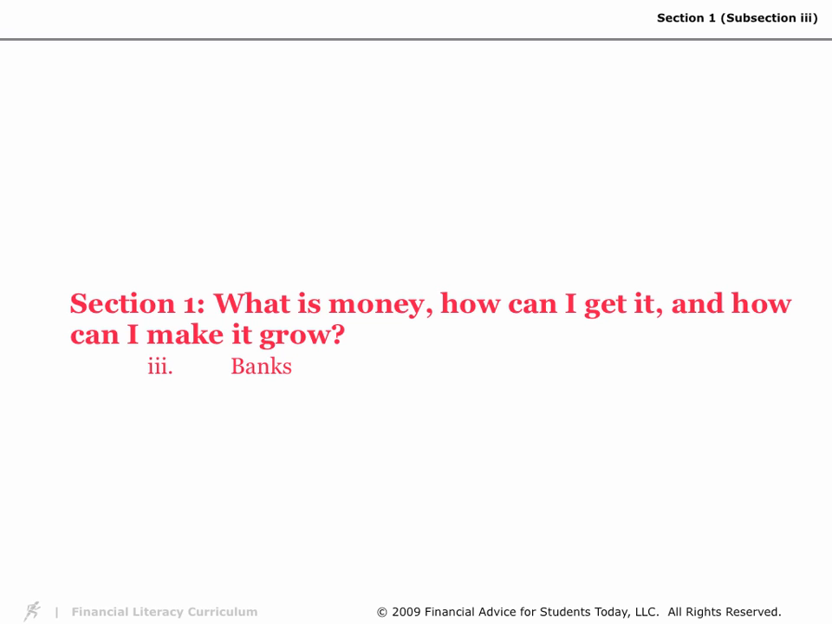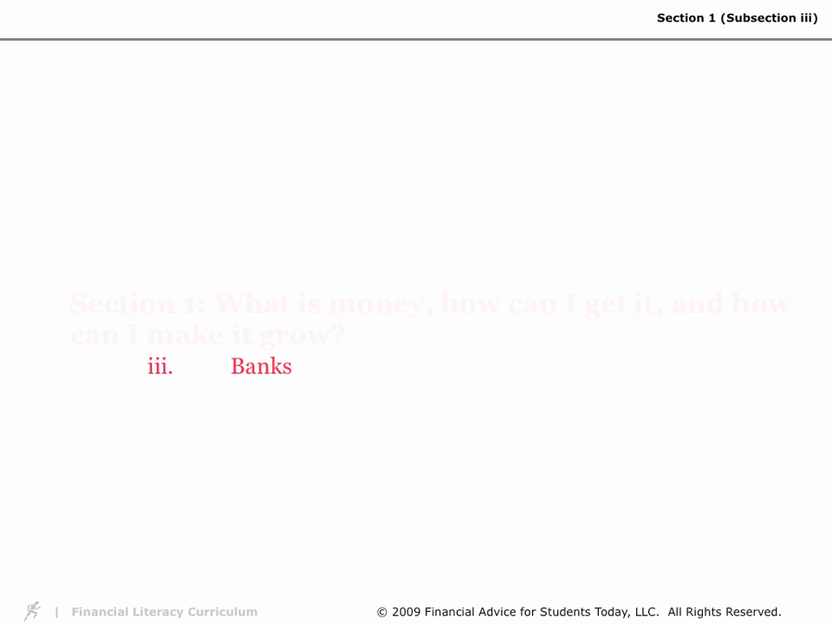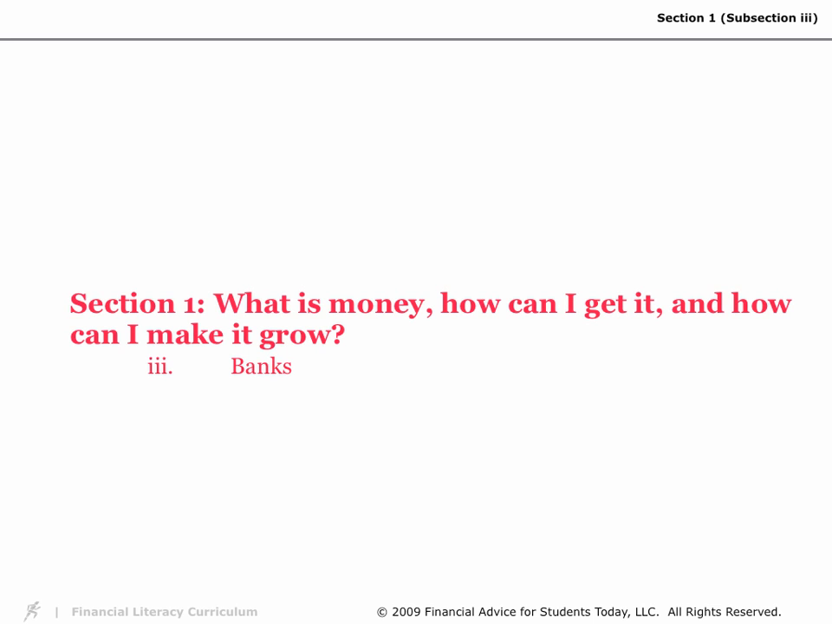Section 1.3, Banks. This subsection explains the bank business model, introduces the different options people have for saving their money in a bank, and discusses the advantages that banks offer over non-bank financial institutions.